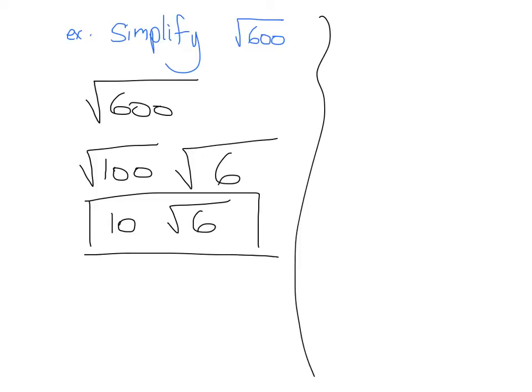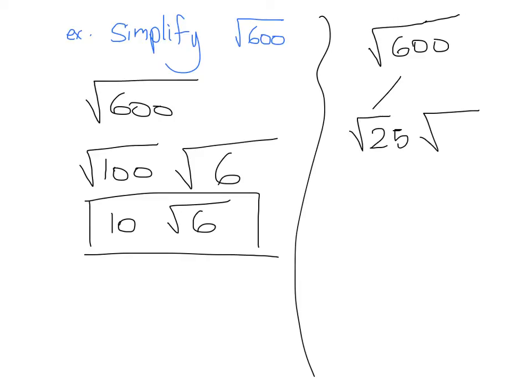Now, let's say you were doing this and you could not think of it. You just thought, oh, I know 25 is a factor of 600 with a perfect square root. Well, let's try it that way. So if you thought of 25, then you would have radical 25 times radical 24. All right, so in this case, you would say, well, we have 5 times radical 24.